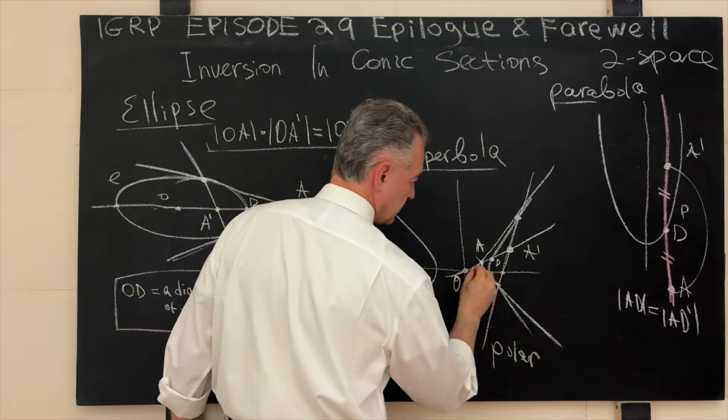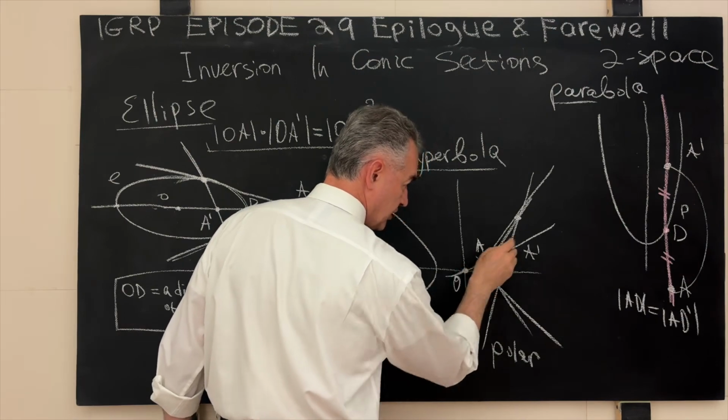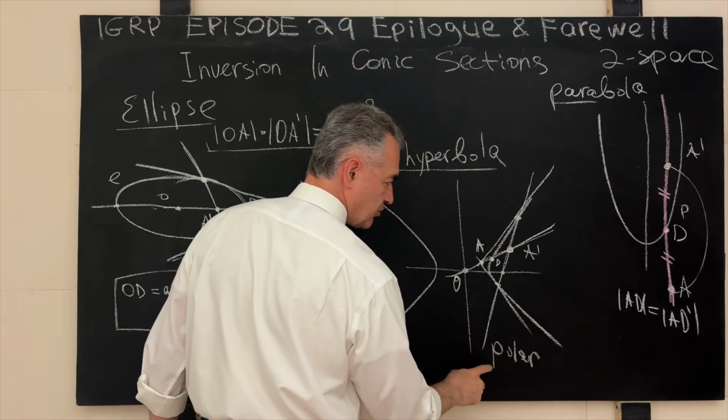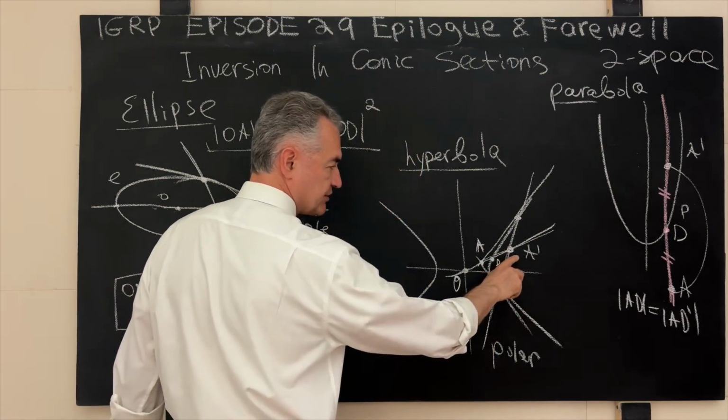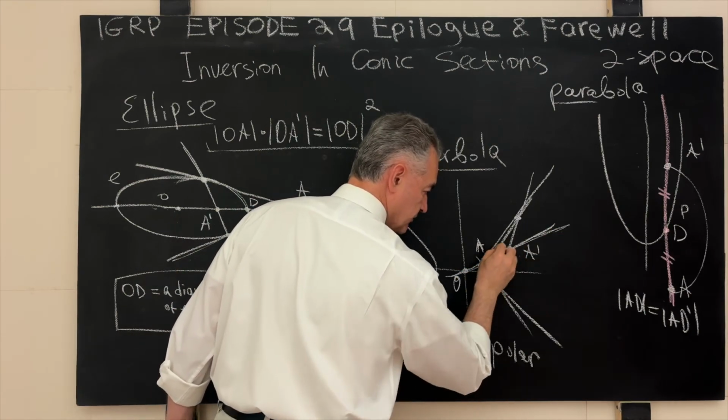Again, don't forget that the straight line through the given point and the center of the hyperbola intersects the polar. You see the polar. That's how we construct the images: intersection of the polar and a diameter with the given curve.